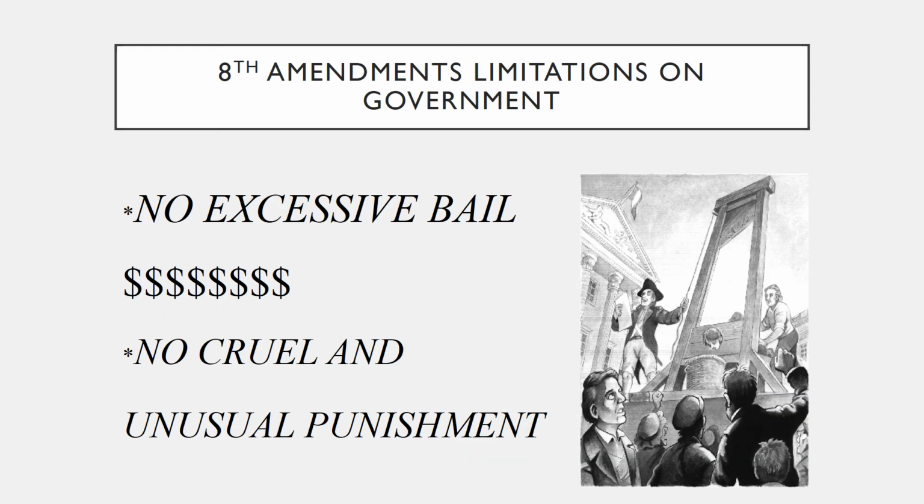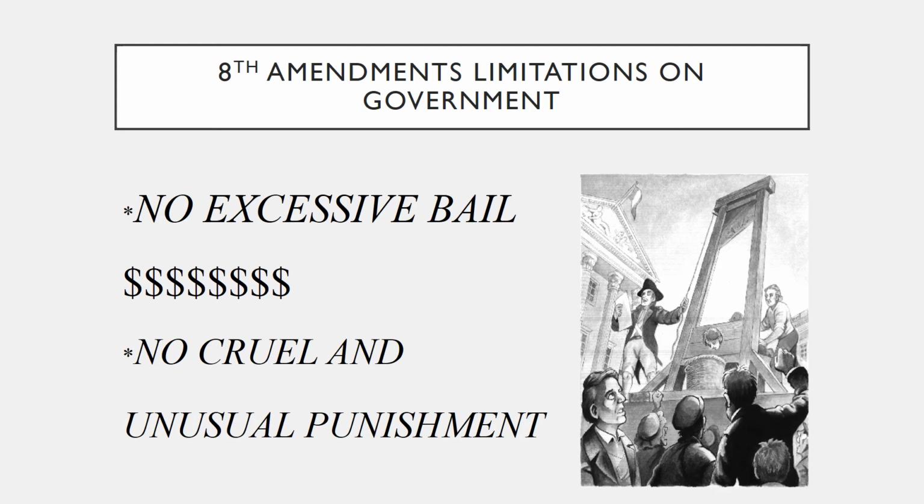All right. The Eighth Amendment also is a protection for people who are in trouble with the law, and it has 2 parts to it. No excessive bail and fines, and no cruel and unusual punishment. Now, this leaves some room for interpretation, because what does excessive bail mean? And what is cruel and unusual punishment? Well, those are questions that have come up over the years. And so generally, here's what it means.